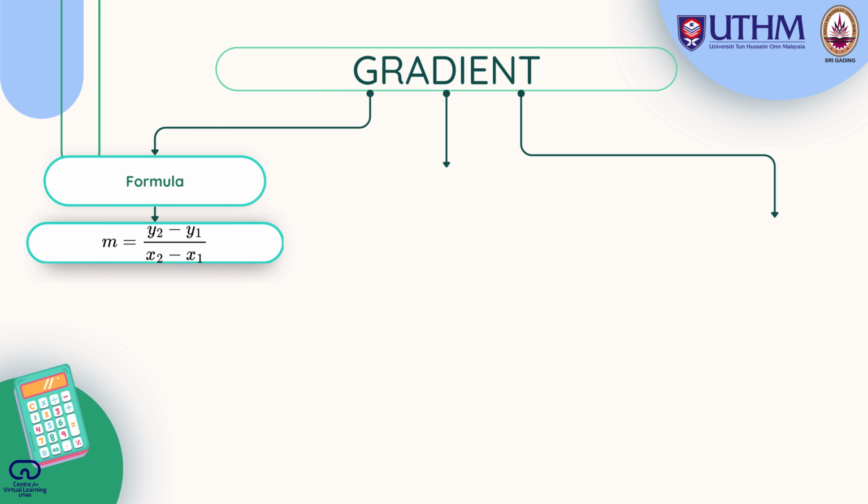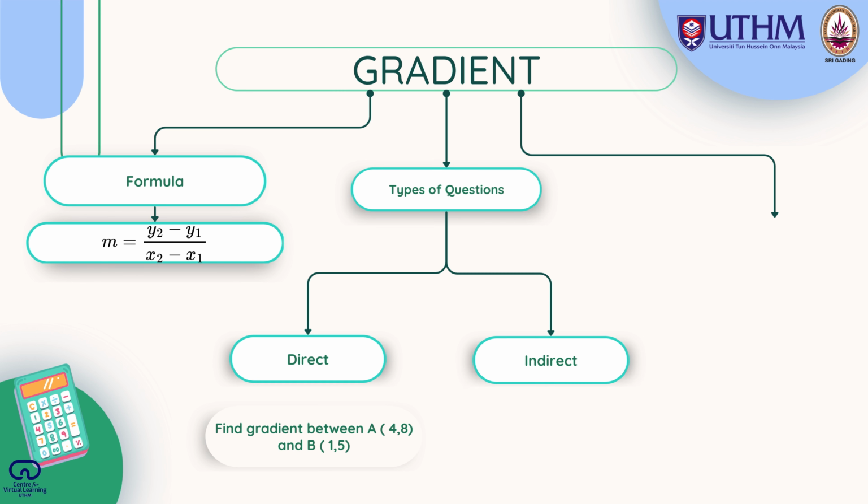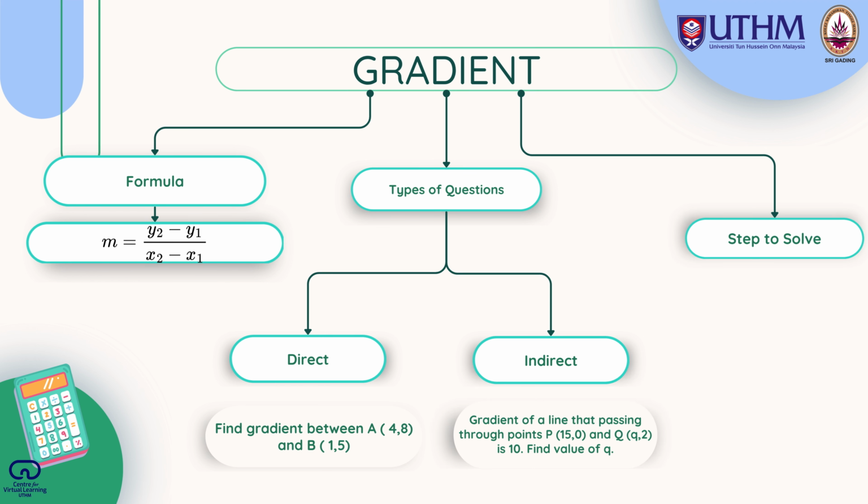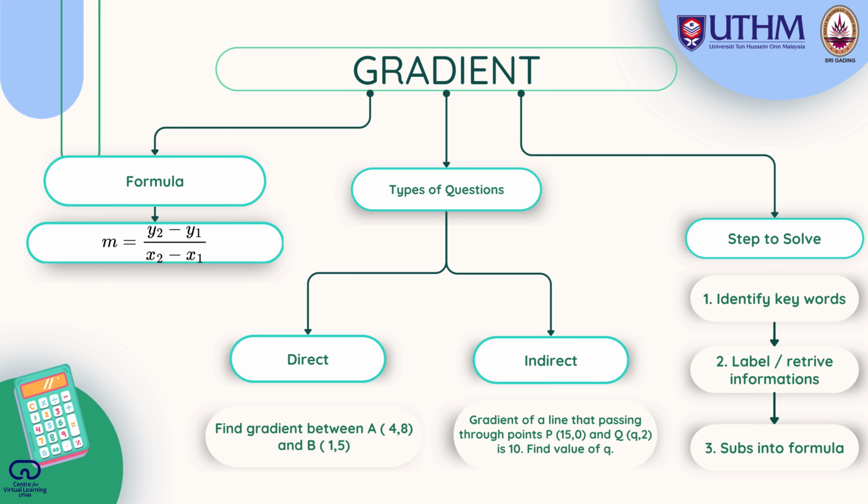Second, the two types of question you will encounter, which is direct and indirect question. Third, the steps to solve both types of question. First, identify the keywords. Second step, retrieve or label the necessary information. And the last step, substitute into the gradient formula.